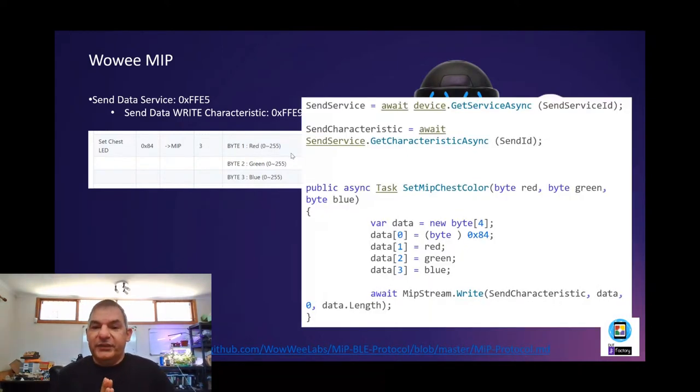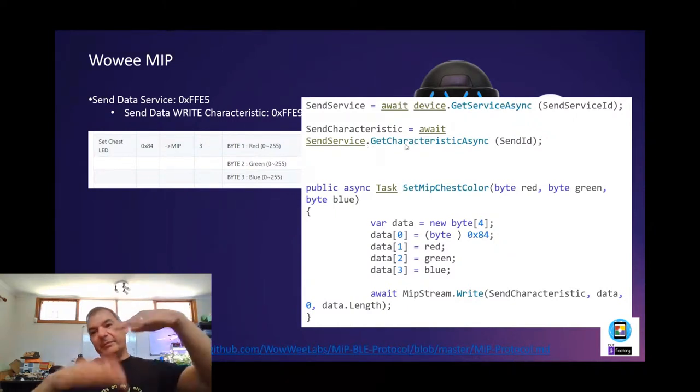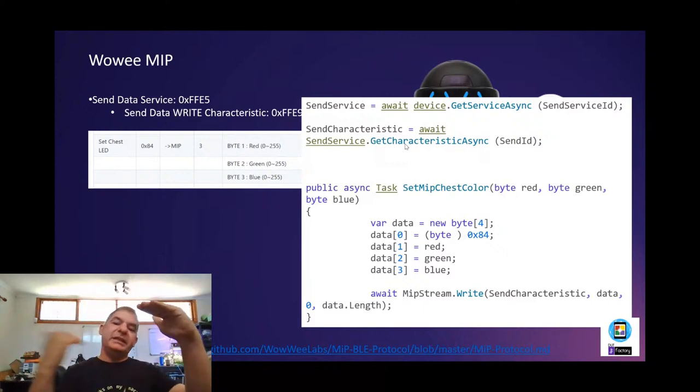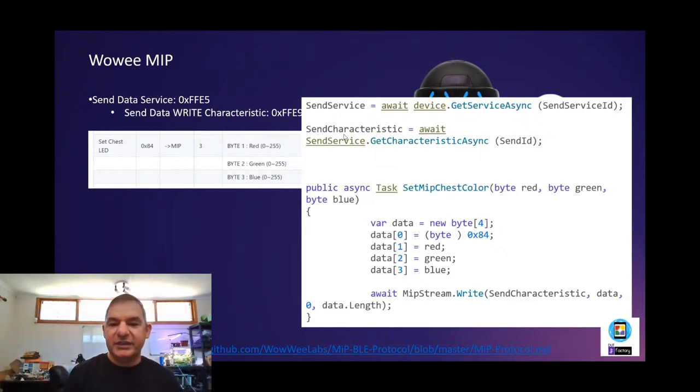So in C#, the code would look like this. We would ask to get to the send service via its unique ID. We would get the service's characteristic. Remember that hierarchy that I showed? The service has many characteristics. In this case, we're getting the send characteristic. And then it's literally the case of we're going to write to that send characteristic some data. So in this case, we've got red, green, and blue, and it's basically 4 bytes of data that's going through. It's just a simple C-sharp byte array.